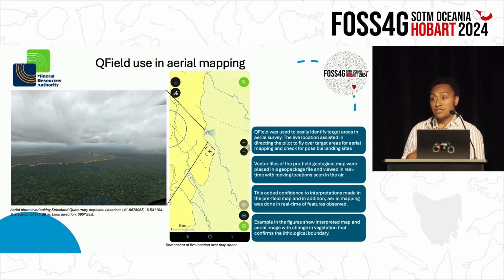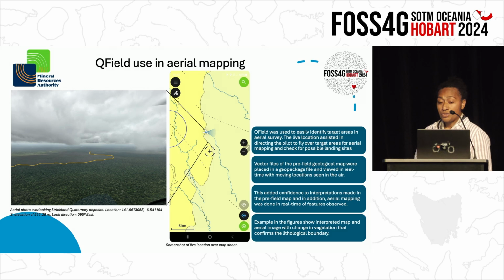QField was utilized in 2 main ways. I found it useful in aerial mapping as well as data collection while on the ground. QField was used to easily identify target areas in aerial survey. The live location assisted in directing the pilot to fly over target areas for aerial mapping and to check for possible landing sites. As you know, PNG is heavily vegetated. Vector files of the pre-field geological map were placed in a geopackage file and viewed in real time with moving locations seen in the air.